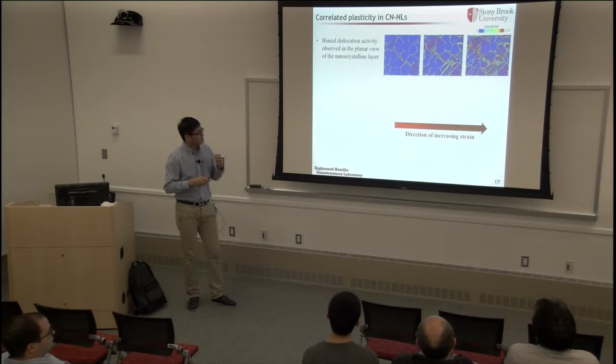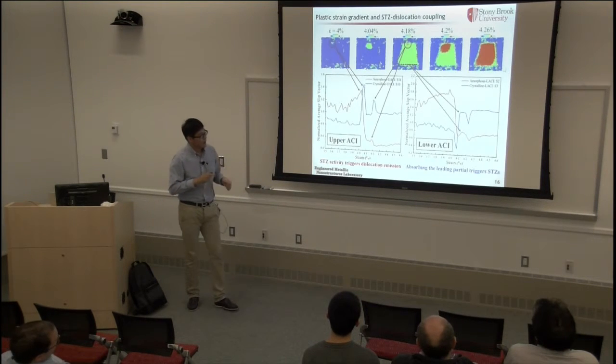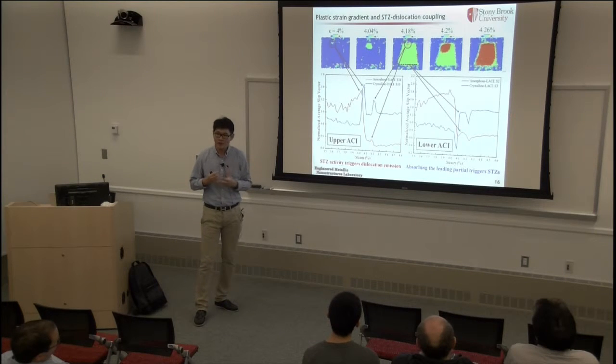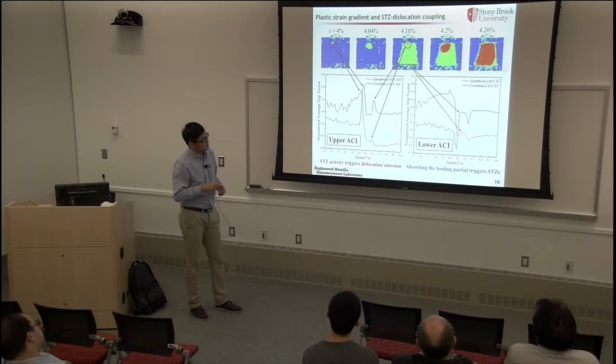Another point to mention here is that after the full dislocation glides through the dislocation plane, we think that the lower ACI STZ seems to be linked by this full dislocation glide and leads to a shear localization in this area.